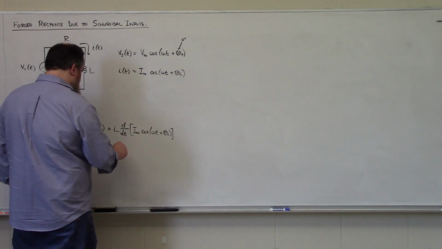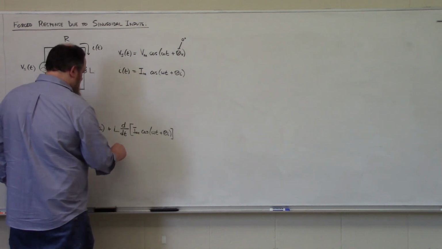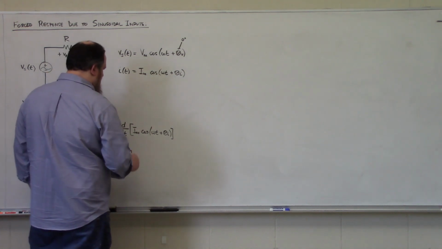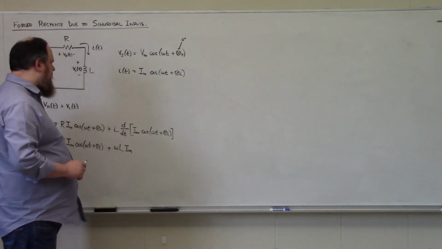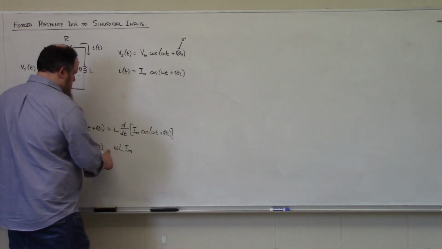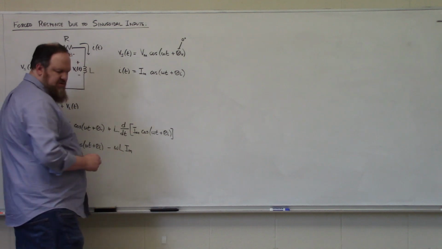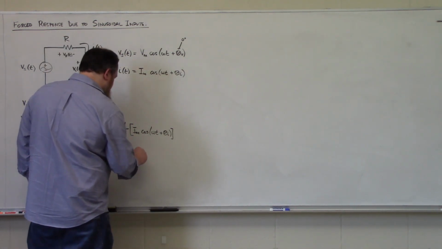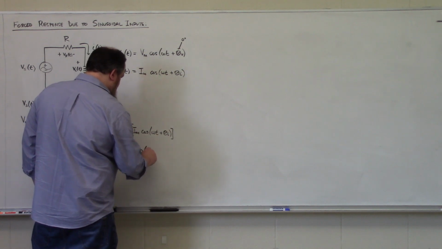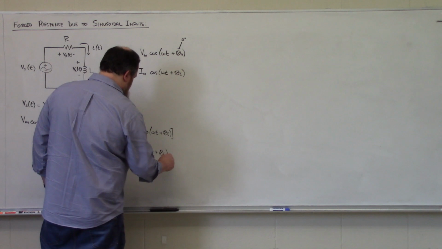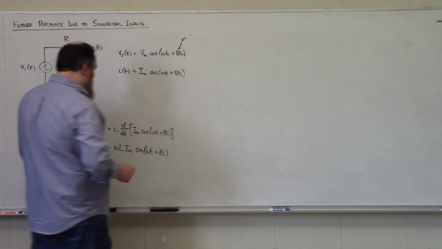plus omega L times Im. Let's see, the derivative of cosine is negative sine, I believe. So we should have a negative sign right there. Yes. Sine omega t plus theta I, like so.